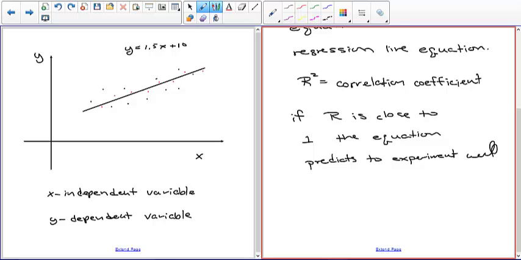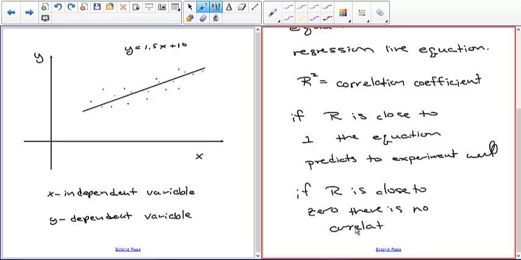If R is close to 0, there is no correlation.